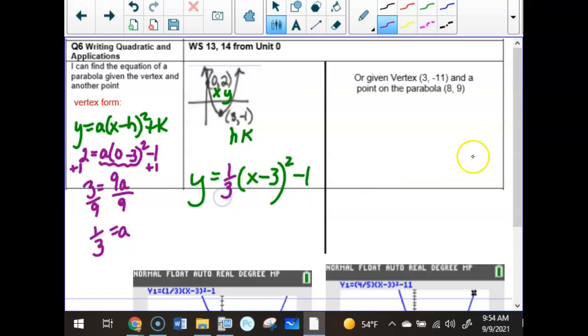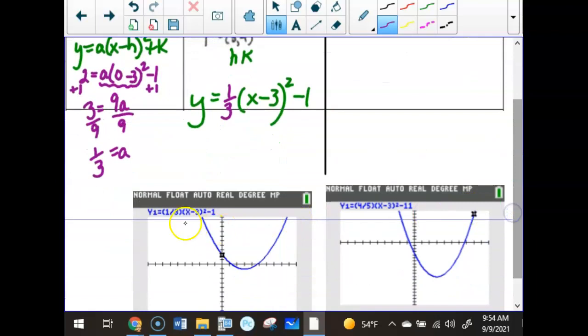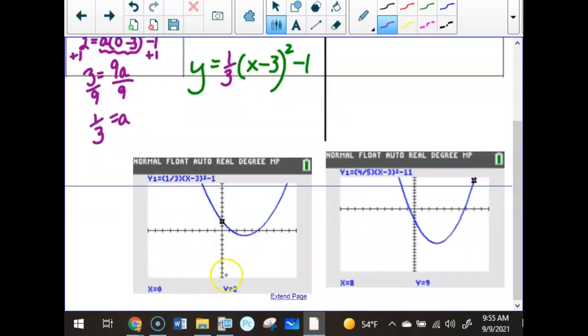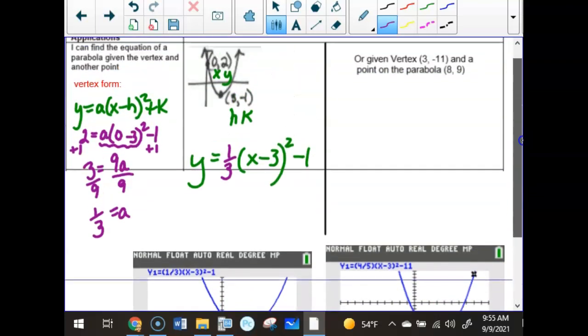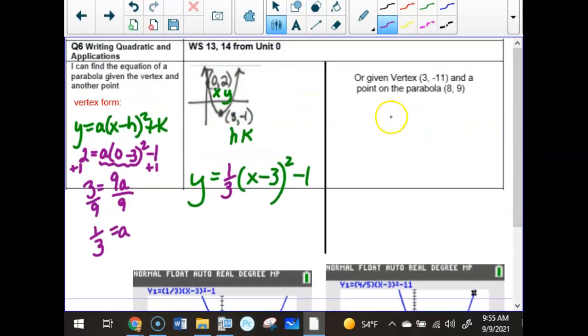And then remember, you could graph it on the calculator. I graphed that, and I checked that it went through, what was it supposed to go through? 0, 2. Okay. One more, or you want me to skip this one?